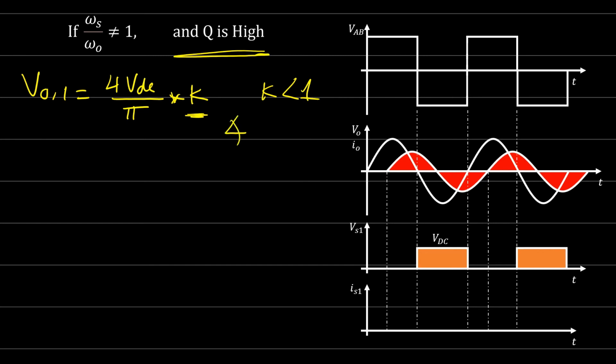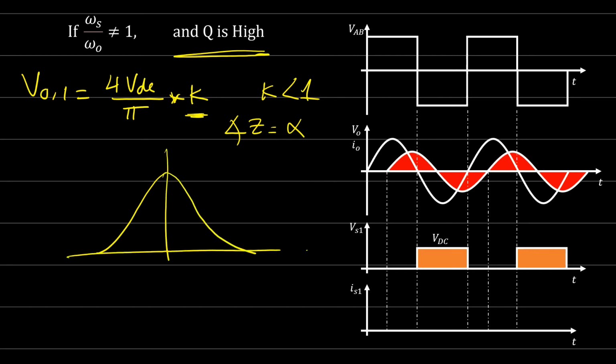And the angle of the impedance here will be equal to alpha. So here we operate, let's say, at this point. Here omega s over omega naught is equal to 1, but here we increased the frequency, so the amplitude is less than the maximum. So this is 4 VDC over pi times K, right? And K is less than 1. And we said we prefer to operate at a higher switching frequency rather than operating here.